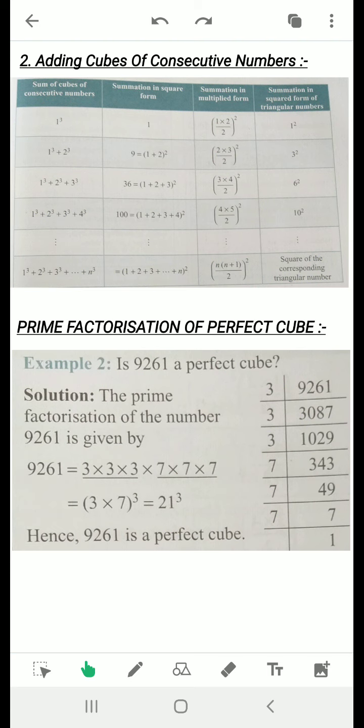then we will write it as 10 multiplied by 11, which is one more than 10, divided by 2, whole square. 10 multiplied by 11 divided by 2 gives 55, and so the answer is the square of 55. So using this formula, we can find the sum of the cubes of consecutive numbers starting from 1.